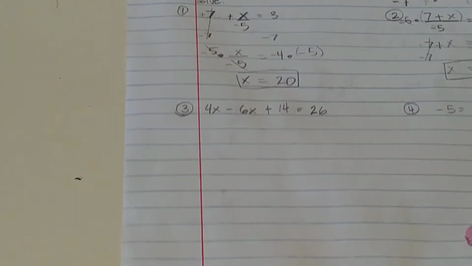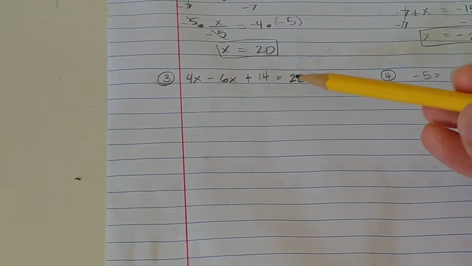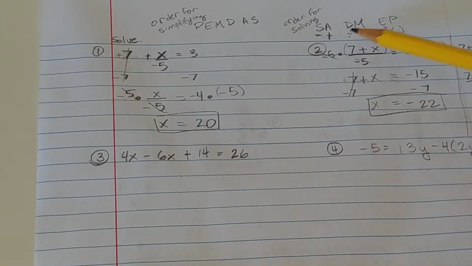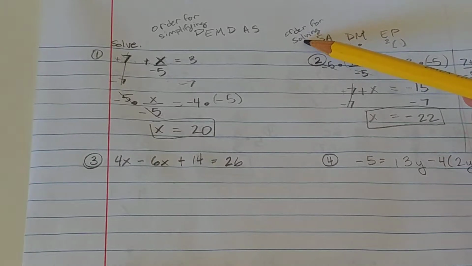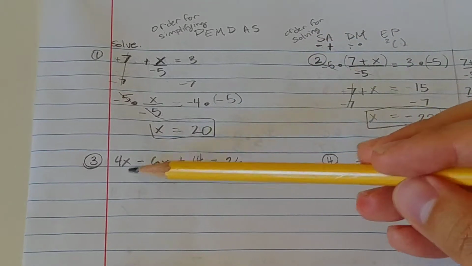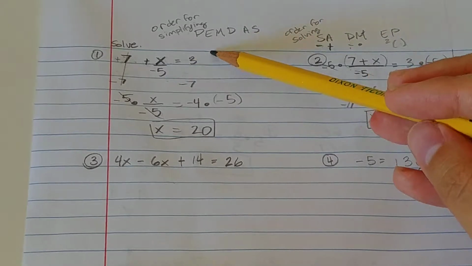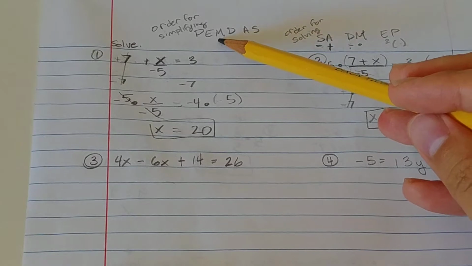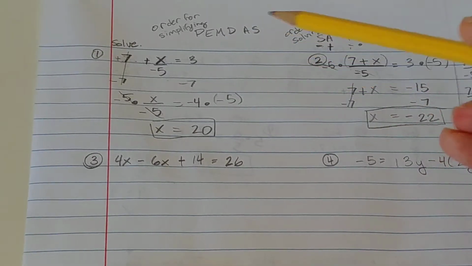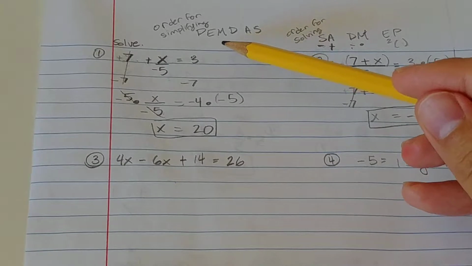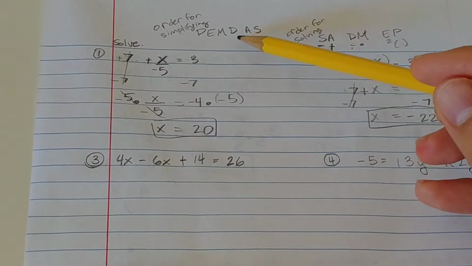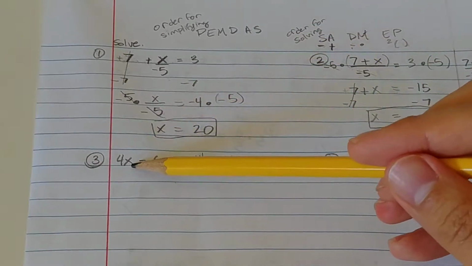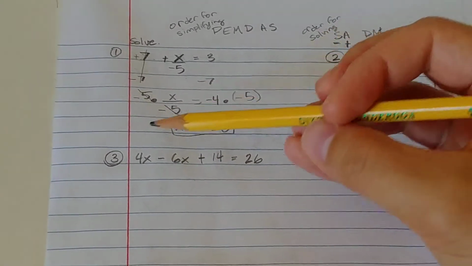So let's look at number 3. This one looks different because there are 2 x's. So we're not doing SADMEP yet because we're not solving, because we want to get one variable first. So we need to do PEMDAS. So simplify it first: parentheses, exponents, multiplication, division, addition, subtraction. We don't have any parentheses or exponents. Multiplication, we do have some, but that's not what it's talking about. Division, adding, and subtracting. So we're going to subtract these two.